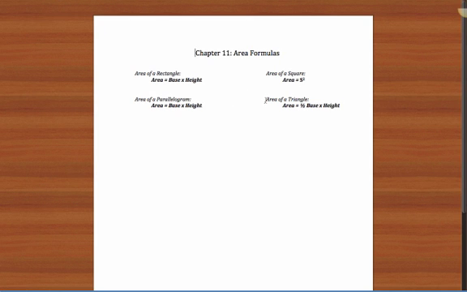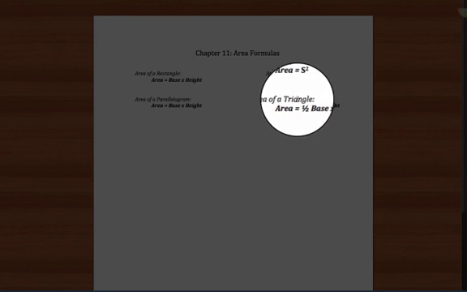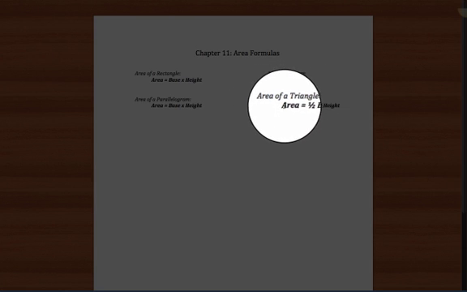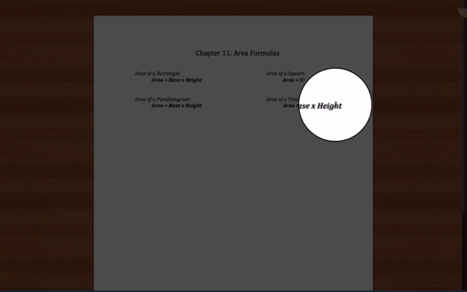Finally, we recognized that any parallelogram can be cut in half along its diagonal to form a triangle, or two triangles. So the area of one triangle would just be 1/2 the area of a parallelogram, which gives us the area formula for a triangle.